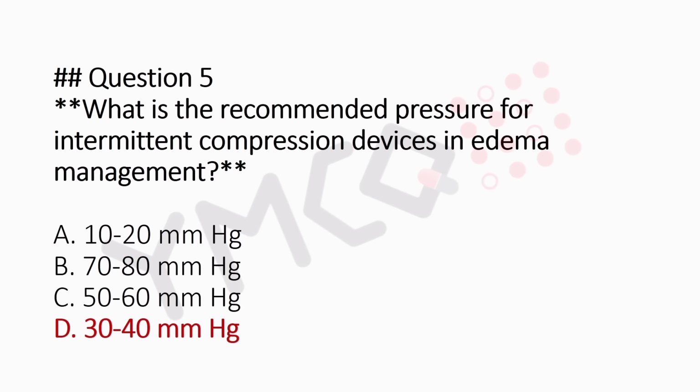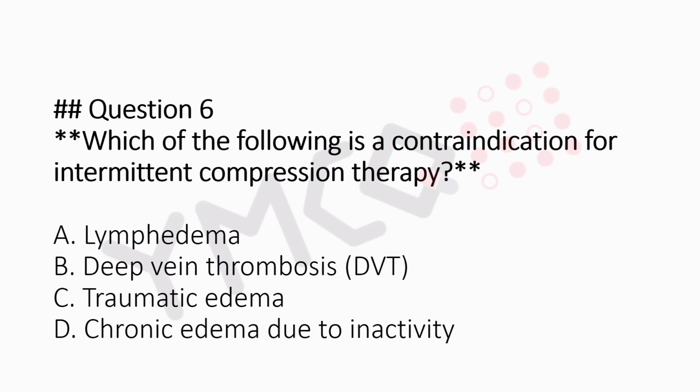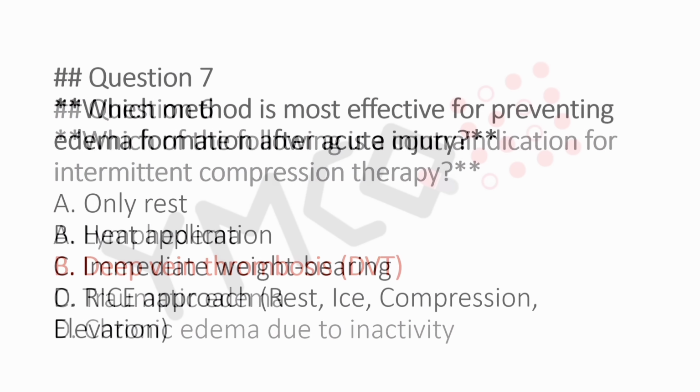Now let's move to question number 6. Which of the following is a contraindication for intermittent compression therapy? Option A. Lymphedema. Option B. Deep vein thrombosis. Option C. Traumatic edema. Option D. Chronic edema due to inactivity. And the answer is Option B. Deep vein thrombosis.